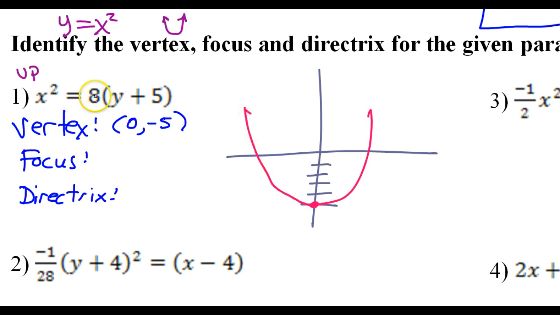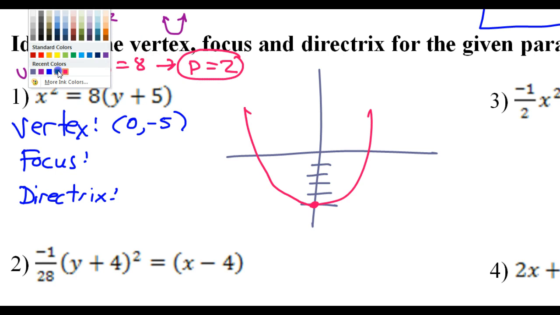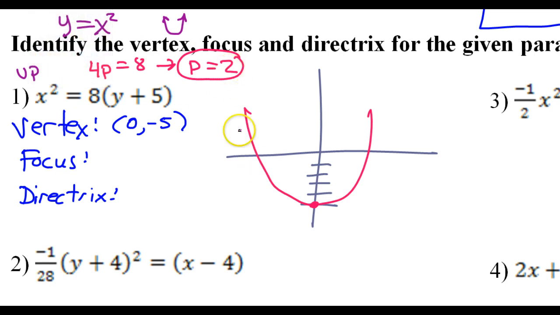The p-value is what I need now. See that 8? 4p is going to equal 8. That means p is 2, because I divided by 4 on both sides. All right, that p-value tells me where the focus goes. Up 2 from the vertex. All right, get it? Up 2. So 1, 2. So there's my focus right there. And that is the point (0, -3).